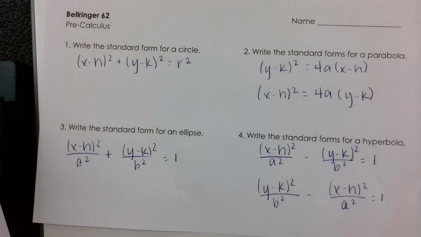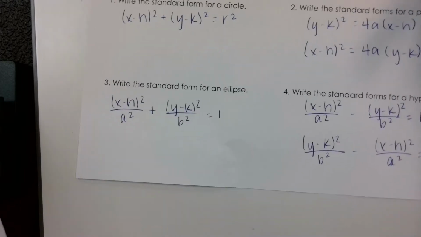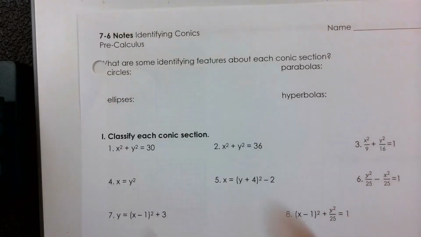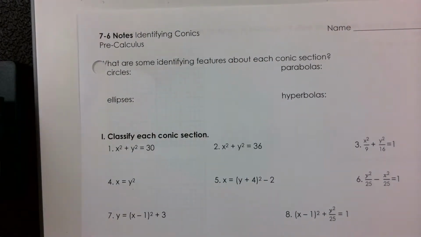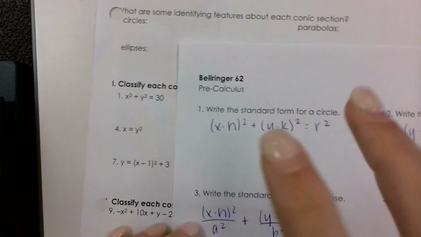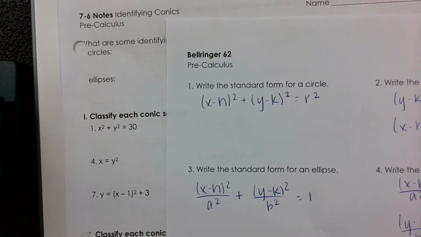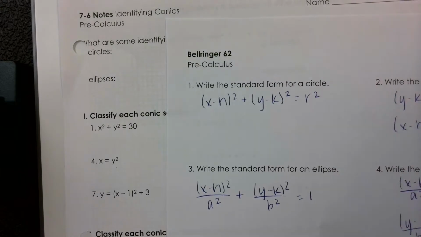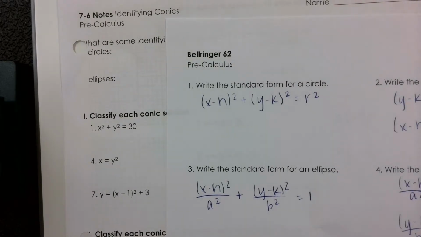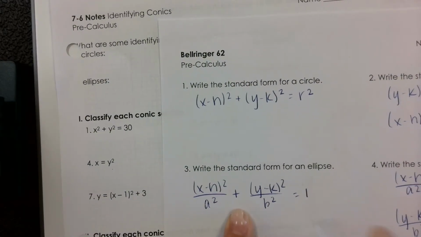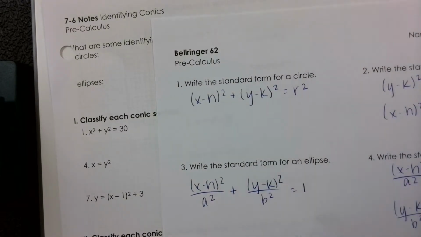So at the top section of your notes for today, we want to think about some identifying features of each conic section. If you're looking at your standard form for circles, what's going to be going on anytime you've got a circle? If you're just looking at the equation, how can you tell that it's going to give you a circle? X and y are both squared, but x and y are both squared for ellipses and hyperbolas also. So what's the difference when it's a circle?